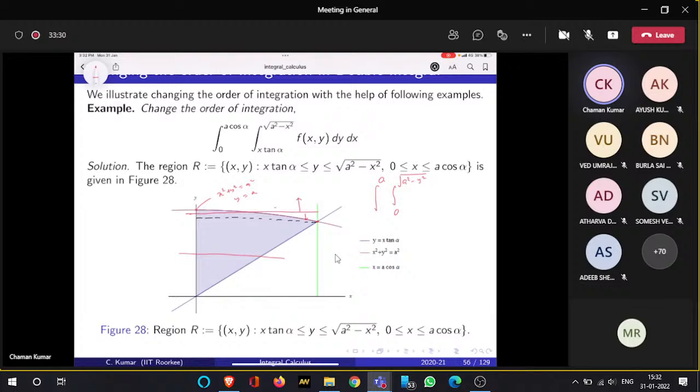So what is the intersection point of these two curves? You write the value of x here. So you get x square, y square, tan square alpha plus y square.